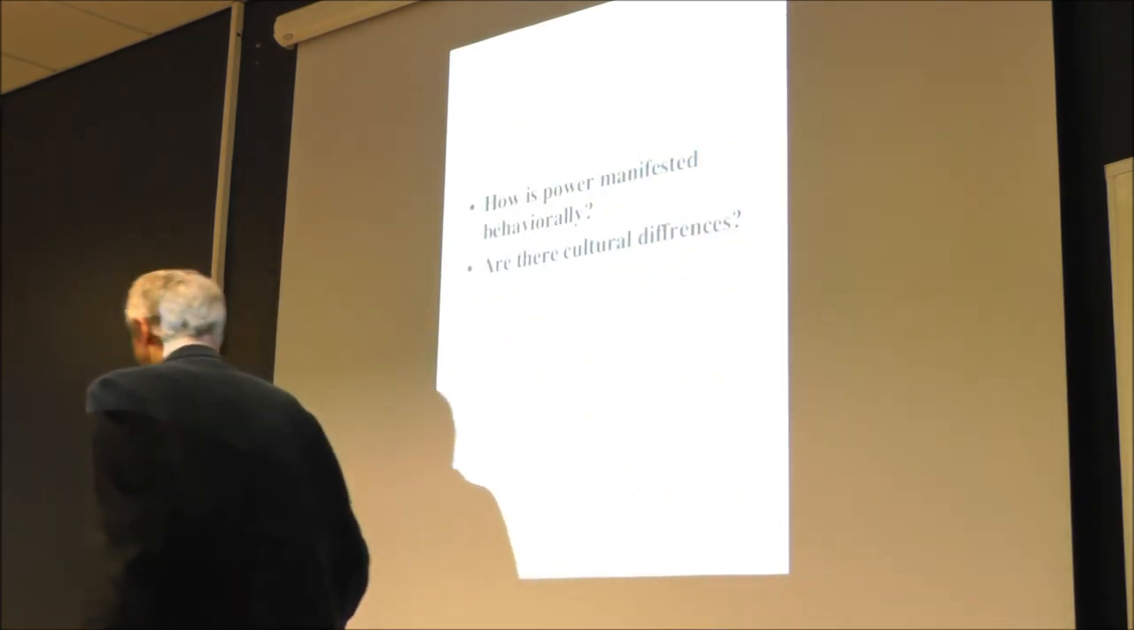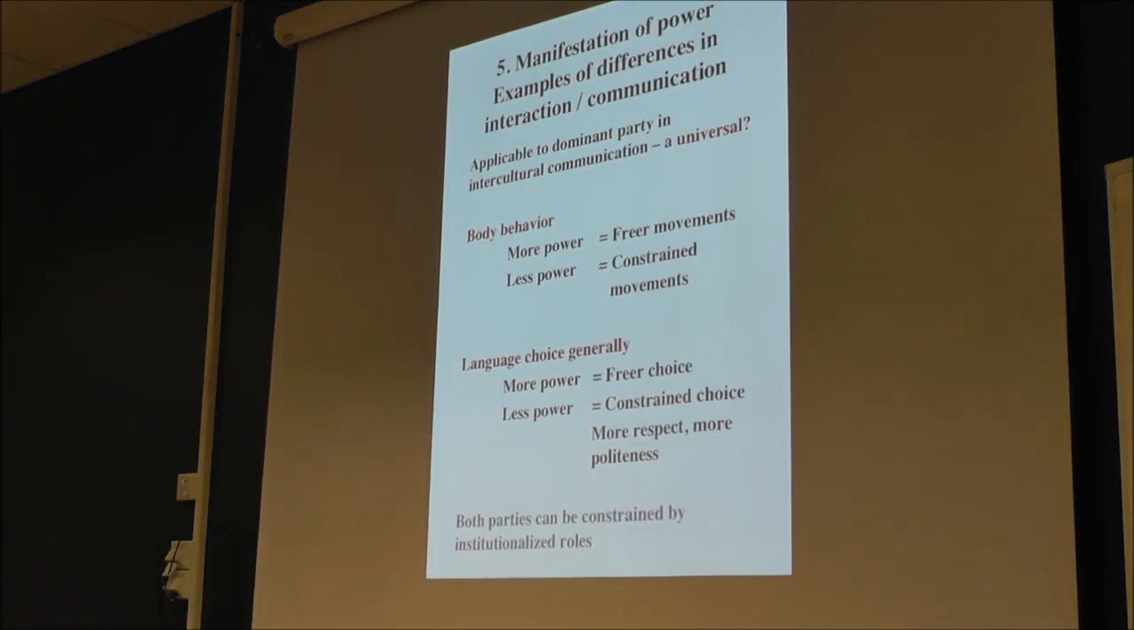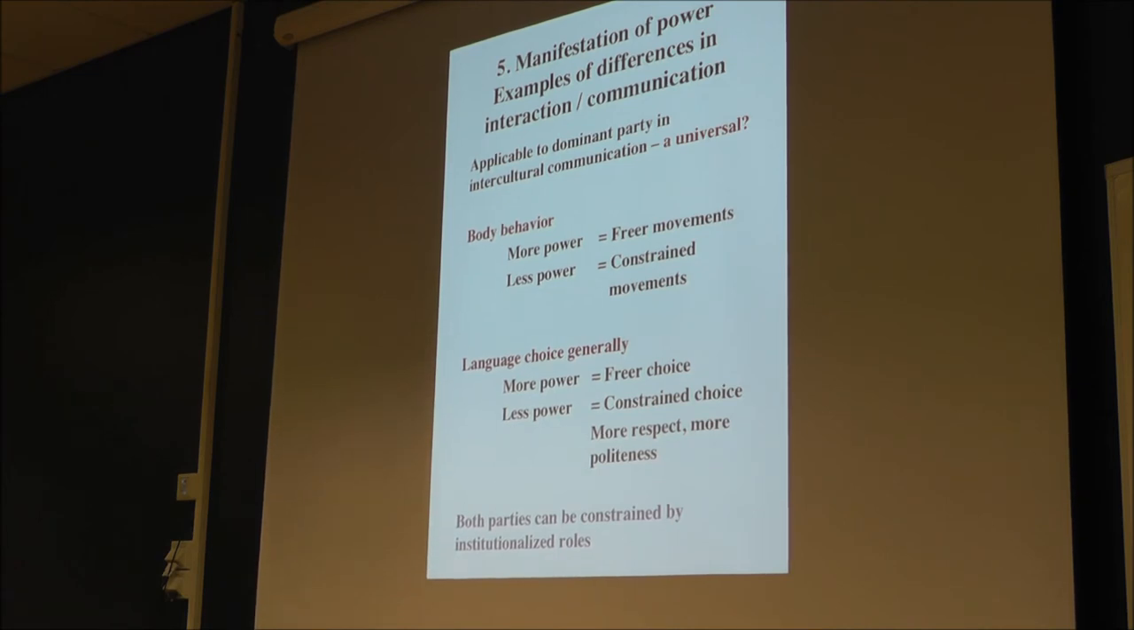Yeah, let's have a look at what things I had thought of. So, I think there is a universal, and it starts with something which is not culturally different: if you have more power, you have greater freedom to do whatever you like. I think your examples were all in line with this, in fact. You can have freer movements, bigger movements. If you have less power, constrained movements. The bow, everything is like that. You're making yourself smaller in front of the big guy, so to speak. So it's always a sign of being bigger, freer to do whatever you like. And this, I would say, is a universal. You have a freer choice of what to do. If you have less power, you have a more constrained choice, more respect, more politeness, etc.